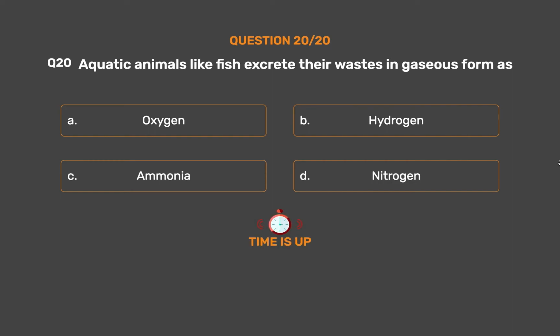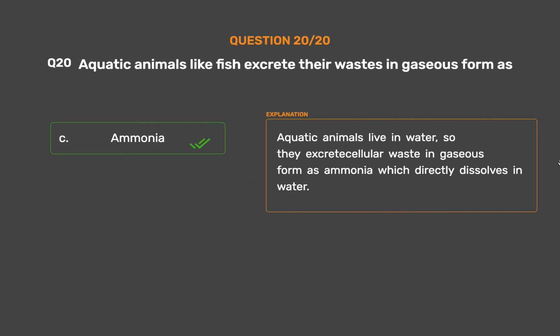The correct answer is option C. Ammonia. Aquatic animals live in water, so they excrete a cellular waste in gaseous form as ammonia, which directly dissolves in water.